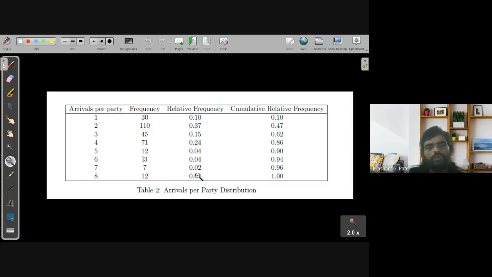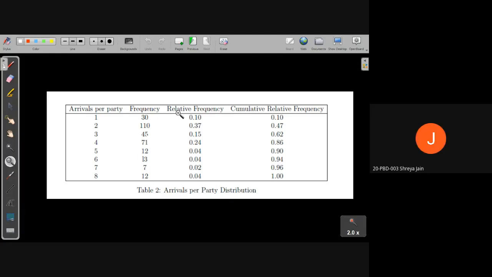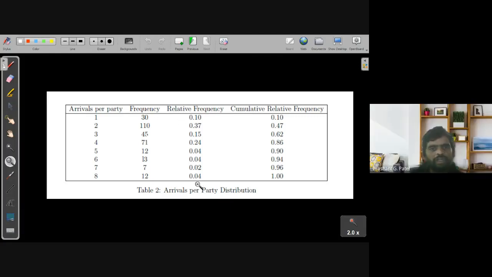Does everyone know what we mean by frequency, relative frequency, and cumulative frequency? Yes, sir. So this is the relative frequency. This is the cumulative relative frequency. Okay.